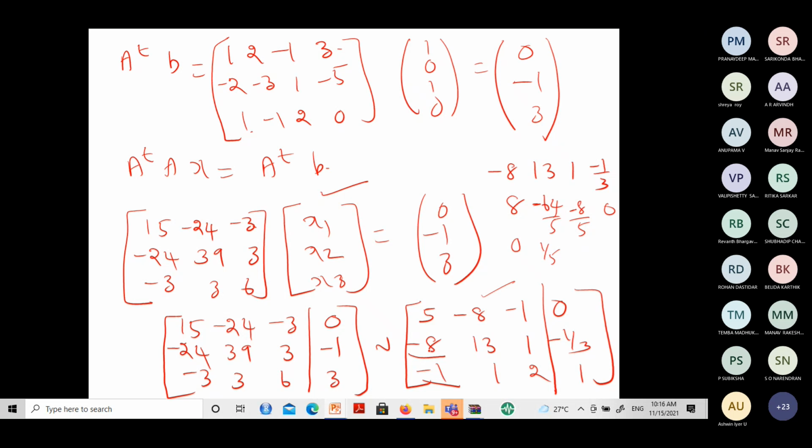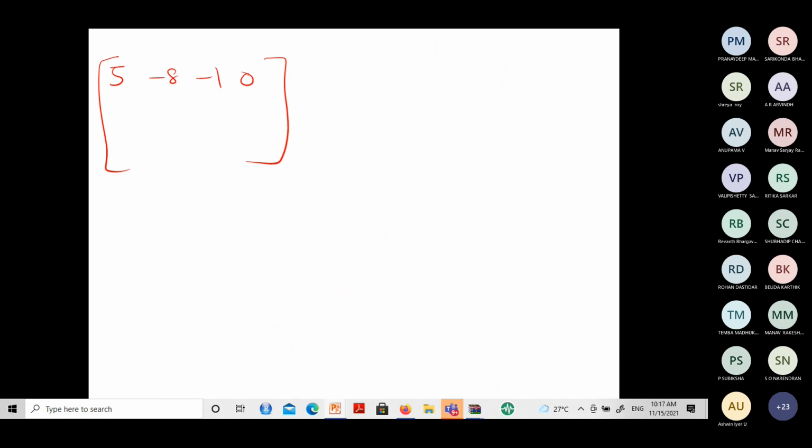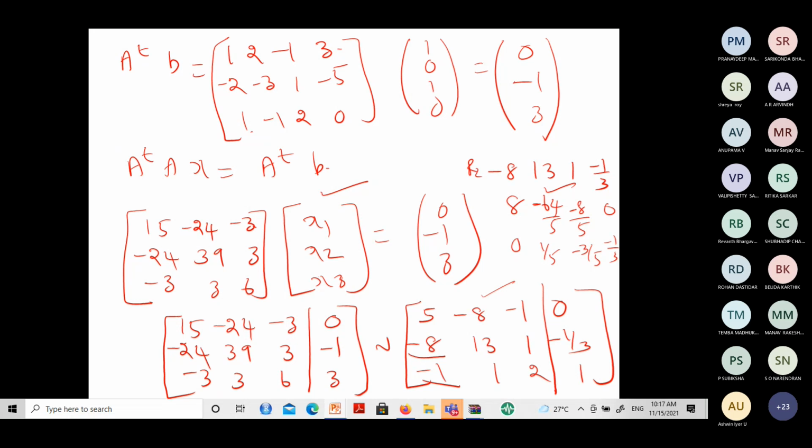Yes, ma'am. So what I have done to the first row: my R2 goes to R2 plus 8 by 5 times R1. So this is your R2. This is your 8 by 5 times R1. Check whether this is correct. Multiplying this by 8 by 5, so 8. This by 8 by 5, minus 64. Okay, correct. Now add 0. Minus 3 by 5. Minus 3 by 5. Minus 1 by 3. So 0, 1 by 5, minus 3 by 5. I think minus 1 by 3. Correct. Then last row, what you can do?